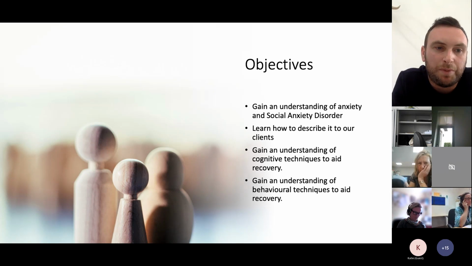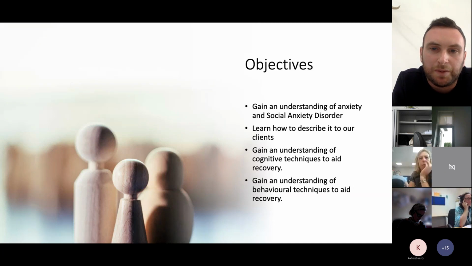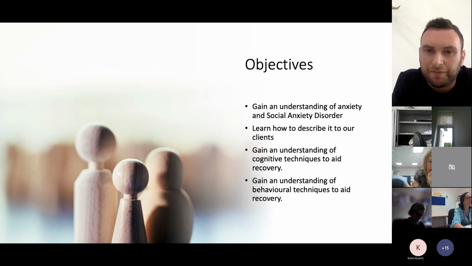Cognitive techniques, which you can use whenever you work with your clients, and I'll give examples of some of what we can do with that, and also some behavioural techniques to aid in the client's recovery. So I think it's quite practical, but the main foundation I want to help with today is for people to have a bit more of an understanding of what it is, in quite a simple way.